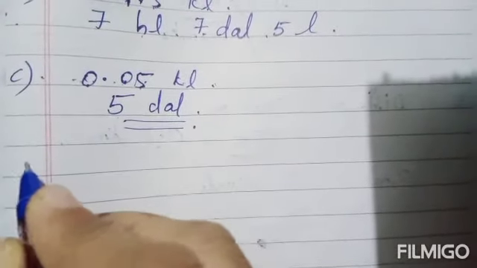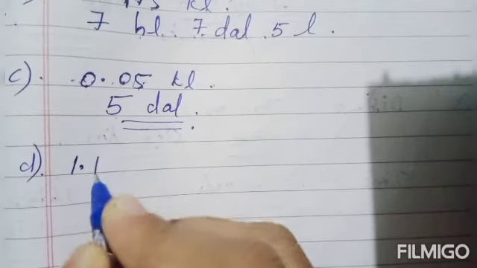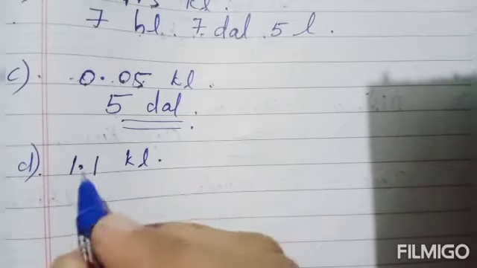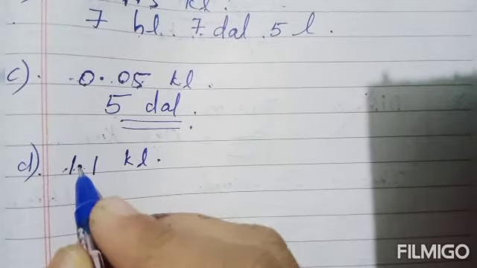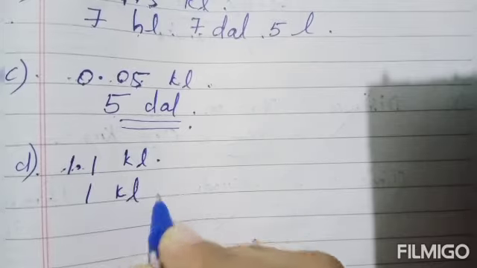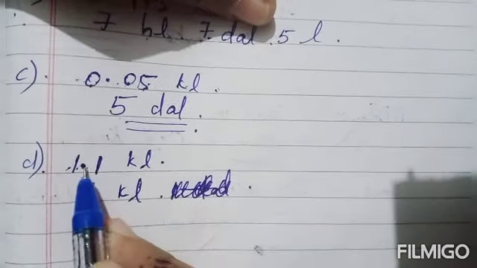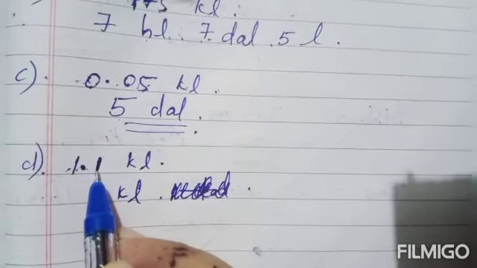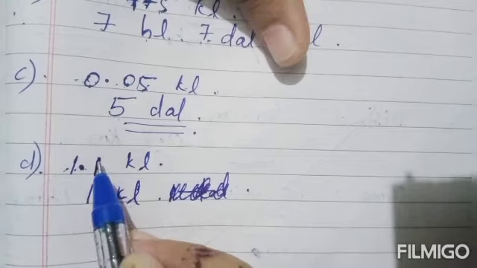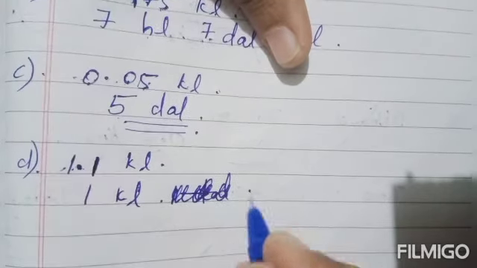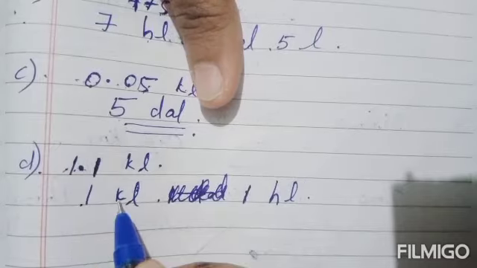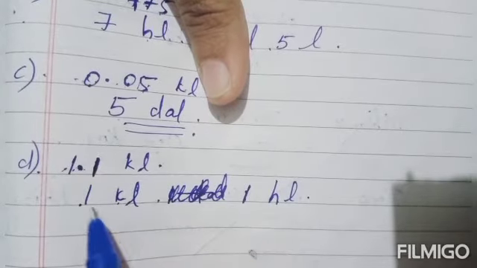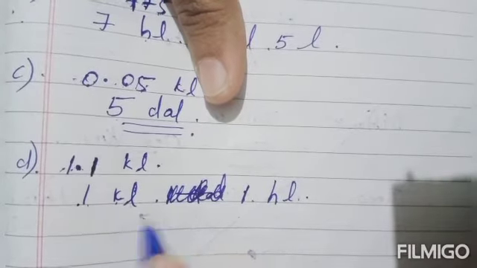Next D, 1.1 kiloliter. Before the decimal point it is kiloliter, and 1 is coming before the decimal point. So 1 kiloliter. After the decimal point, the 10th place is hectoliter. The digit in the 10th place is 1, so you can write 1 hectoliter. So 1.1 kiloliter means 1 kiloliter, 1 hectoliter.